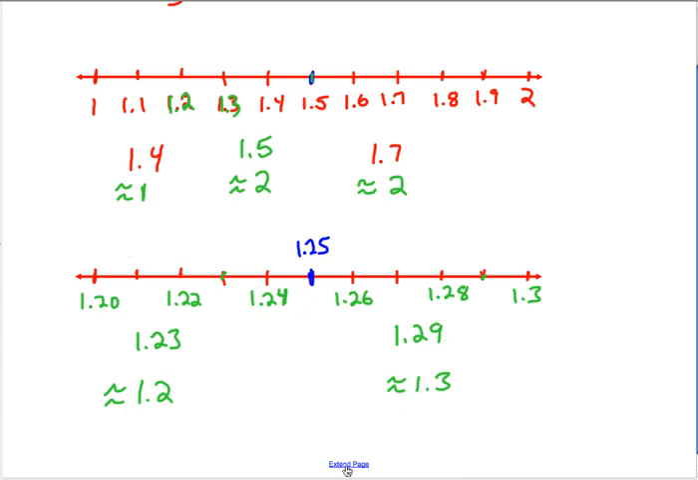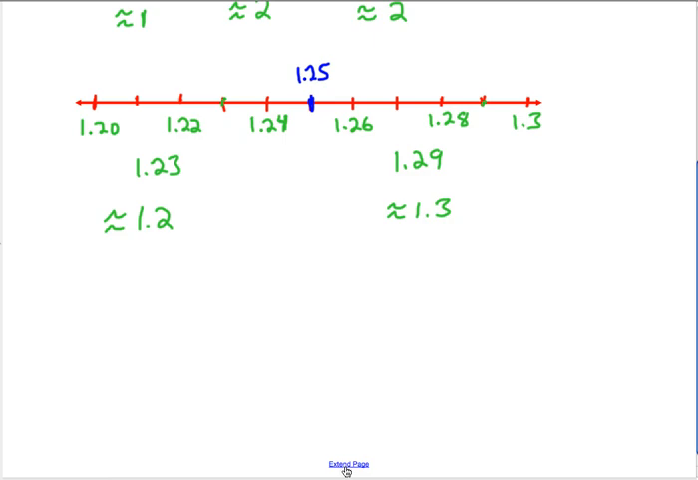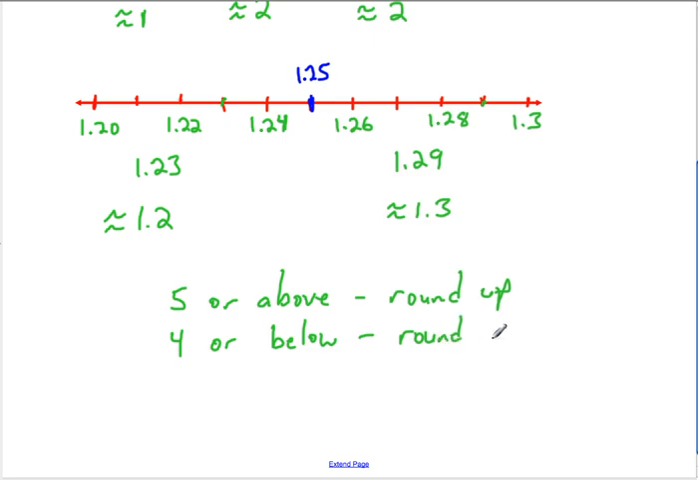So the rule for rounding is we look at the next digit, and if it's 5 or above, we round up. And if it's 4 or below, we round down. Now saying round down is kind of tricky because it actually means you don't change the digit at all, whereas when you round up, you move it up to the next digit, which I'll show you on this next page here.